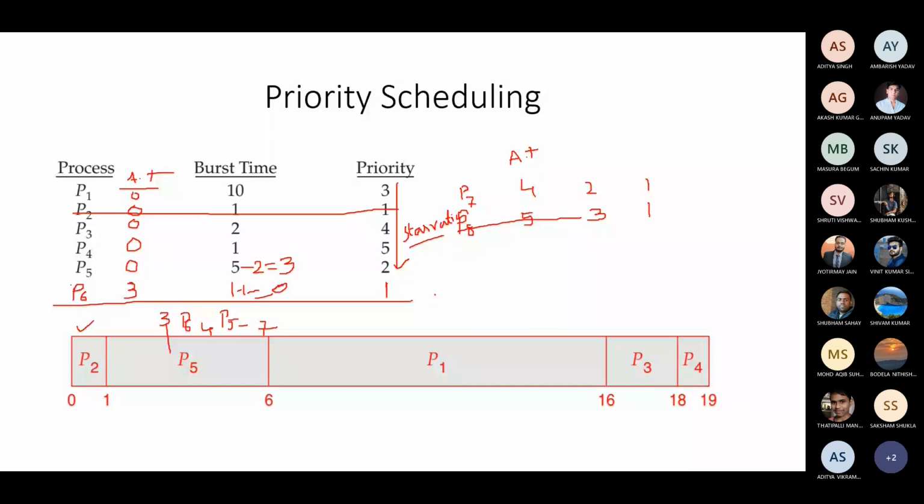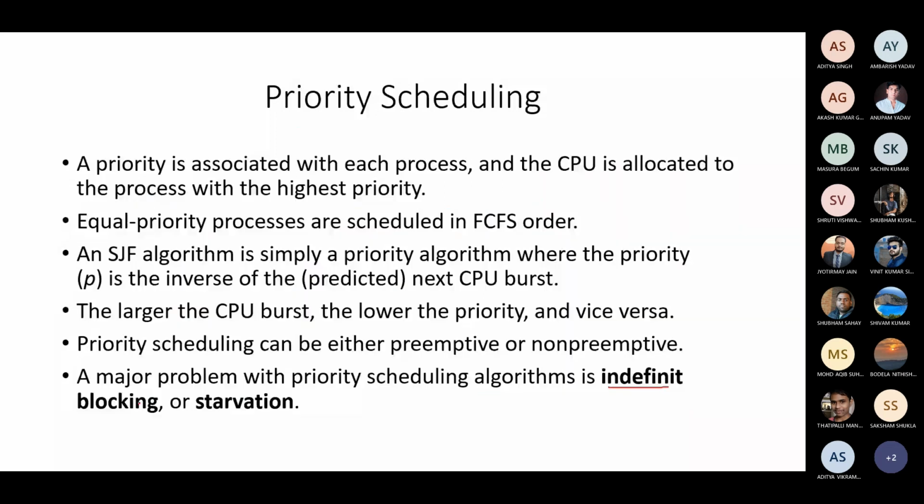Yes, sir. This is the problem with priority scheduling. When priority scheduling comes, the higher priority keeps on coming and some process will leave in between. The lower priority jobs will keep on waiting, and that is called indefinite blocking. That's what we discussed, indefinite blocking or starvation.